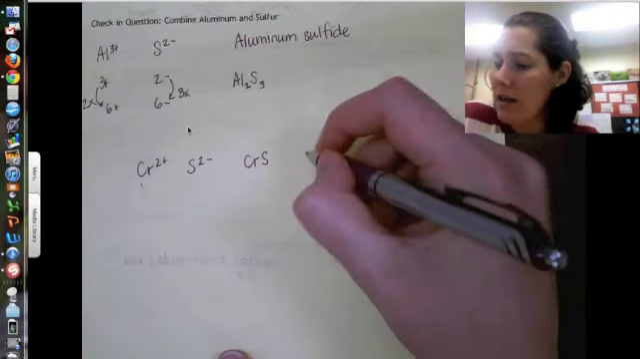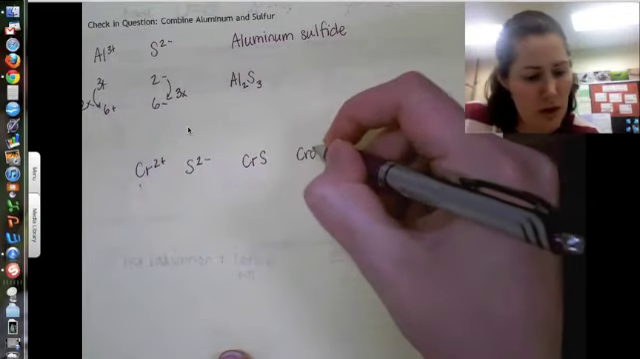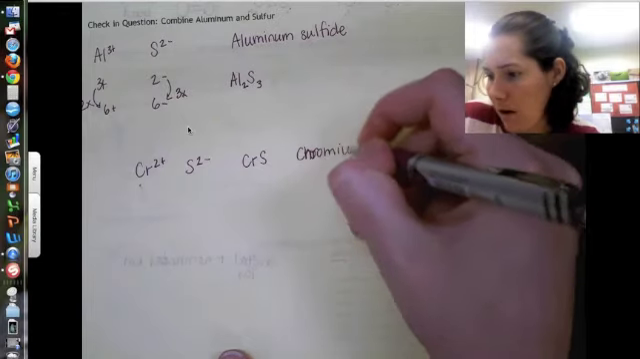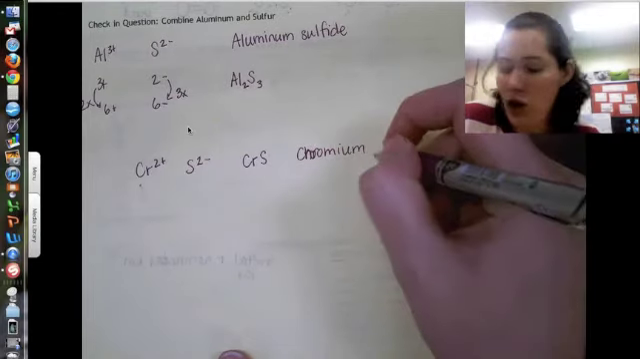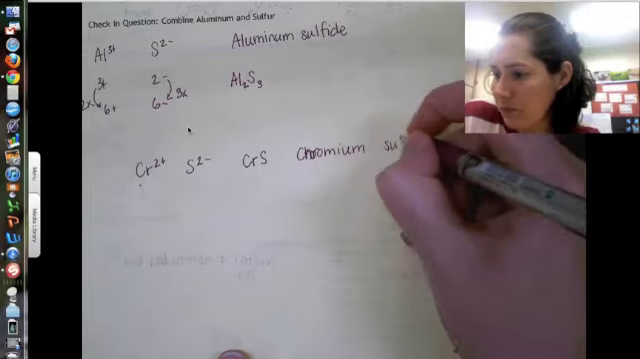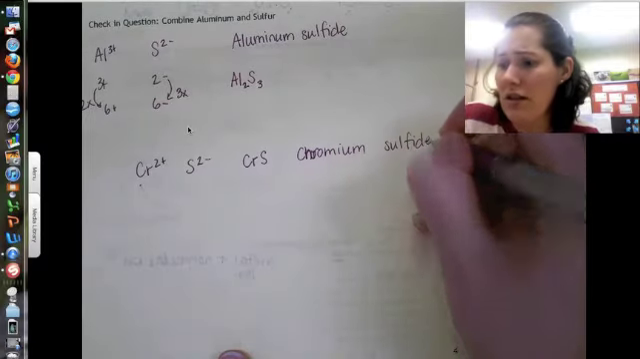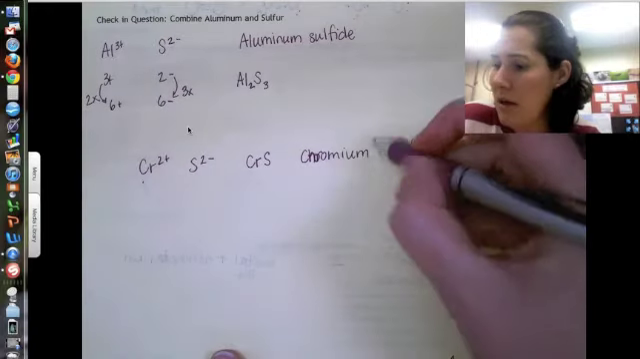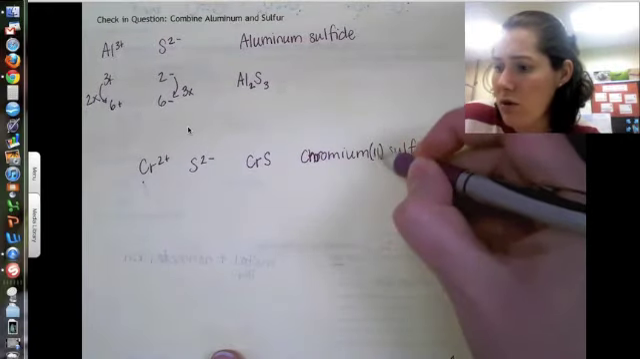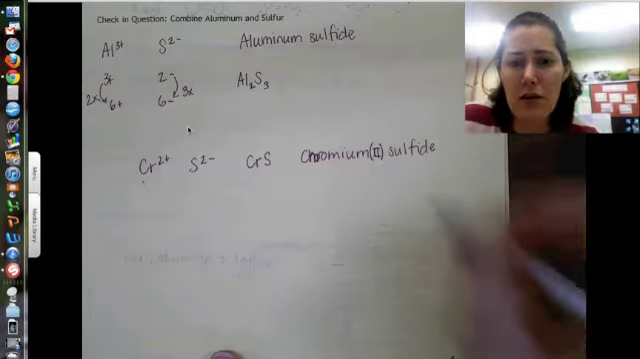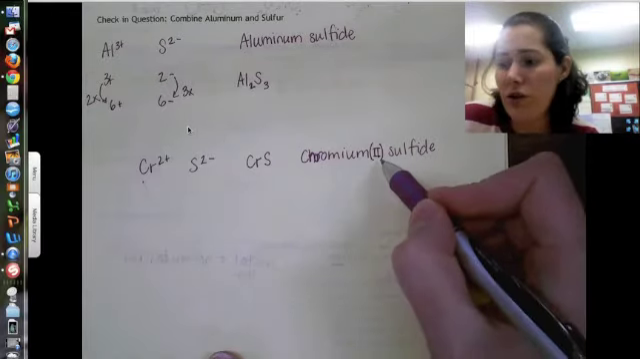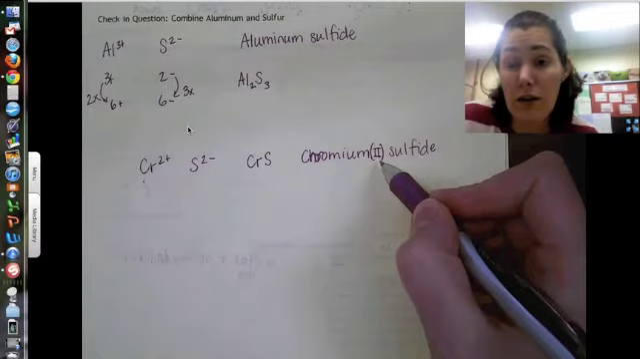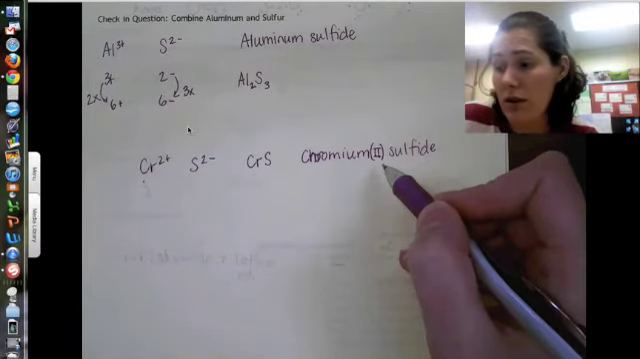Well, we're going to name that chromium. Let me spell that correctly. Chromium. And instead of just chromium sulfide, to distinguish that this is a 2 plus charge, I'm going to write chromium and then in parentheses Roman numeral 2. And that tells me that we have a 2 plus charge on chromium. We're talking about the chromium ion with a 2 plus charge in this case.